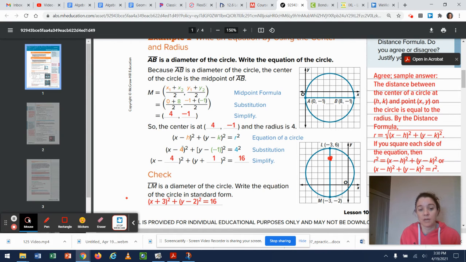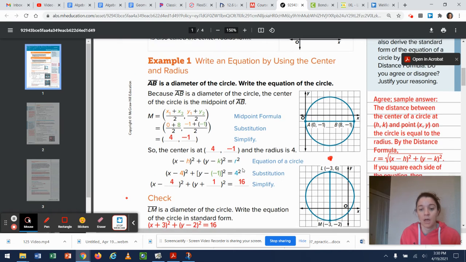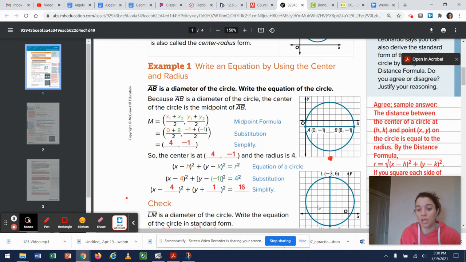So I have x minus 4 quantity squared plus, now here where you have that minus and the negative, you are going to simplify and make that become a plus. So it'll be y plus 1 quantity squared. And then we found our radius is 4. So we put in 4, but you also need to remember to square that as well. So it will simplify to 16. All right, pause the video and try the check question.